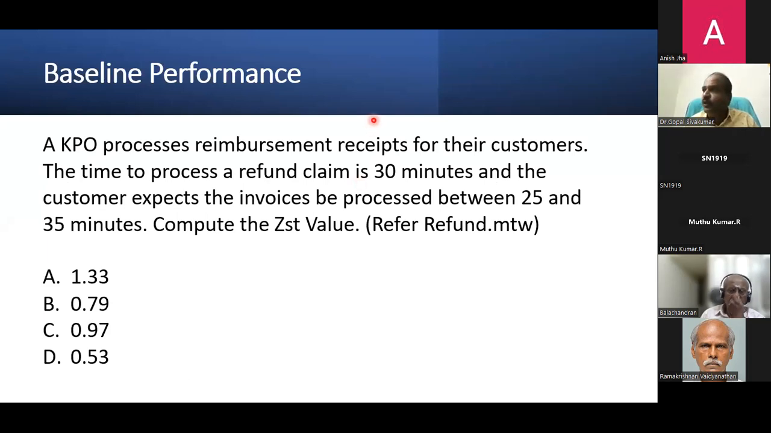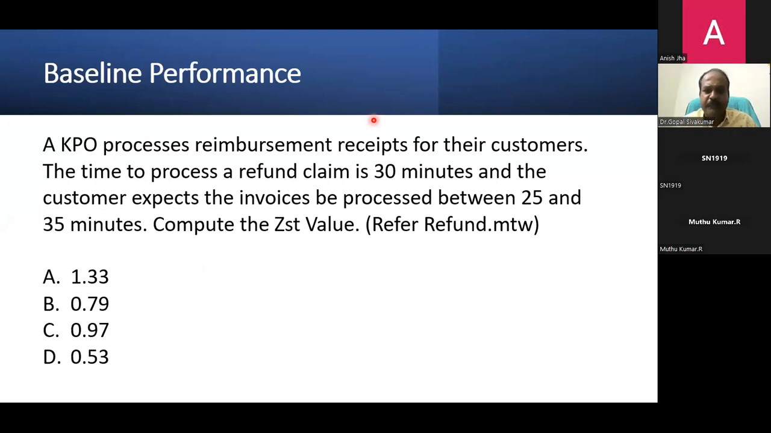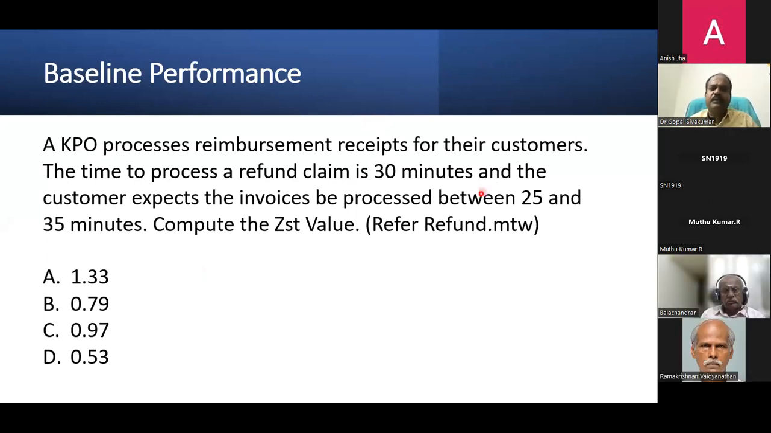Now, a KPO processes reimbursement receipts for their customer. The time to process a refund claim is 30 minutes and the customer expects the invoices to be processed between 25 and 35 minutes. Every time a claim is made, the task must be completed between 25 and 35 minutes. So this is the expectation the customer has given and you have to compute the ZST, and the data file is also given: Refund.